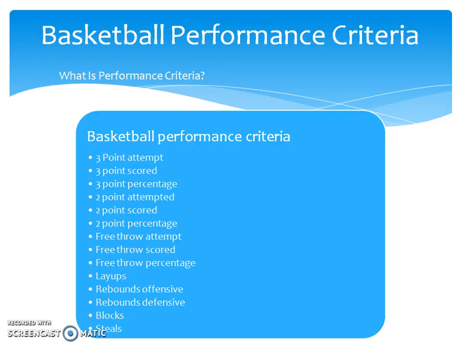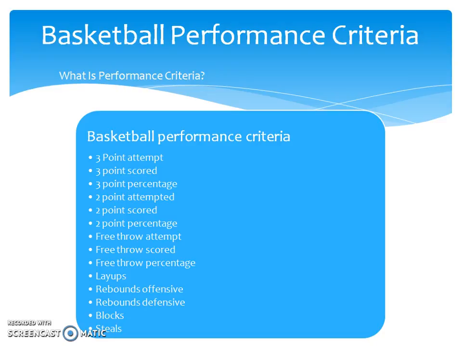So as we said, performance criteria are the different components or aspects that make up a sport. These can vary due to positions as well. A power forward would not be expected to make lots of 3 points, but they would be expected to make lots of 2 points, layups, blocks, steals.